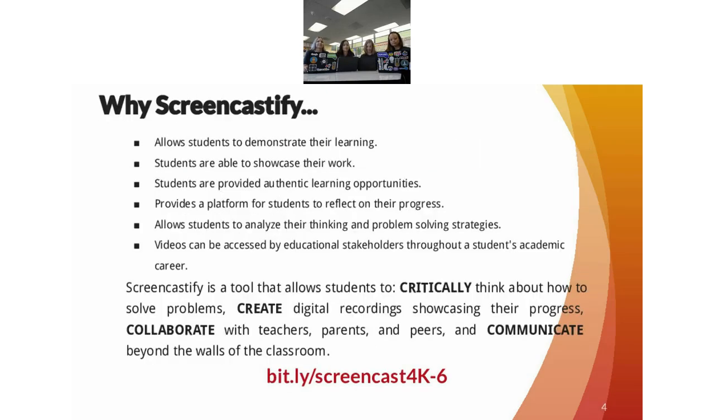All right. Why Screencastify? Well, first of all, it will incorporate all the 4 C's. You can critically think, create digital recordings, collaborate with others, and most of all, communicate beyond these classroom walls.